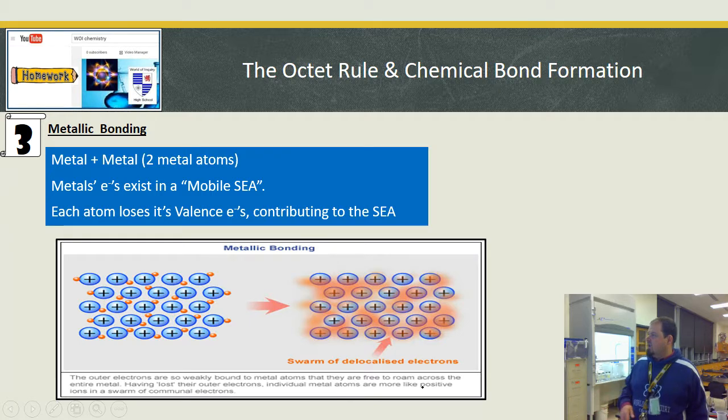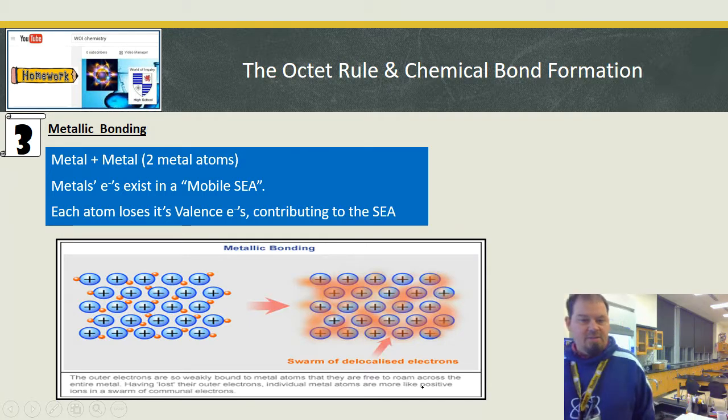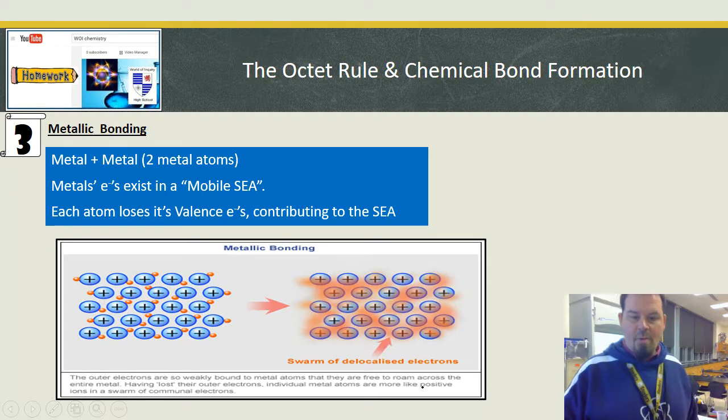And this is what happens. They're just all over the place. And now electrons can flow through the metal, and that's why it conducts electricity. It's kind of neat. A swarm of delocalized electrons. We call that a mobile sea.